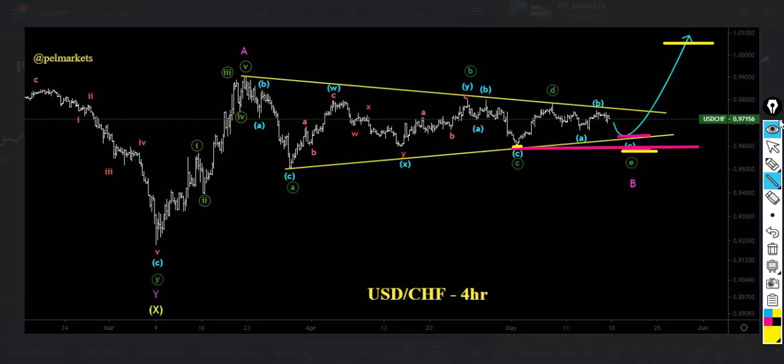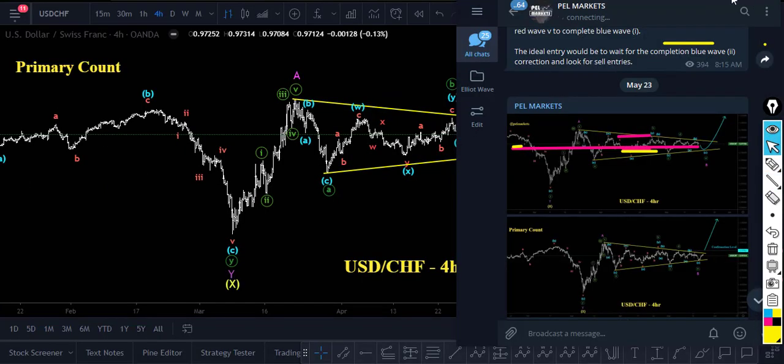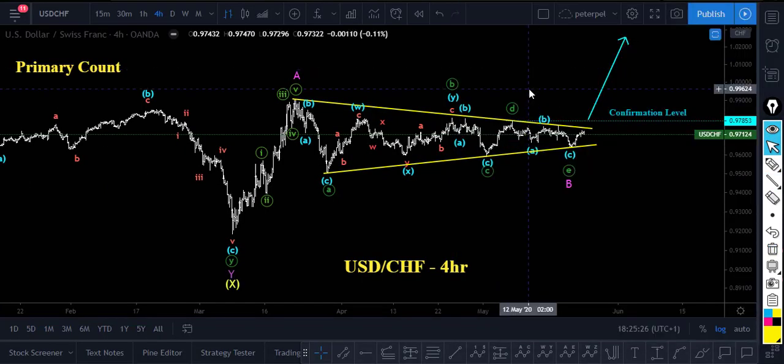So let's see how we are going to trade this market this week. This week we are having 2 scenarios, and this is very important. Sometimes people just follow the Elliott rules and regulations thinking it's just objective, but Elliott wave is very dynamic.